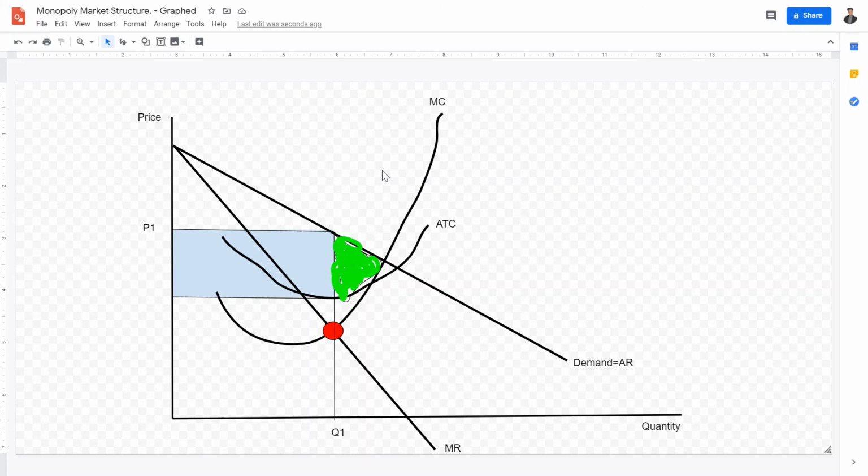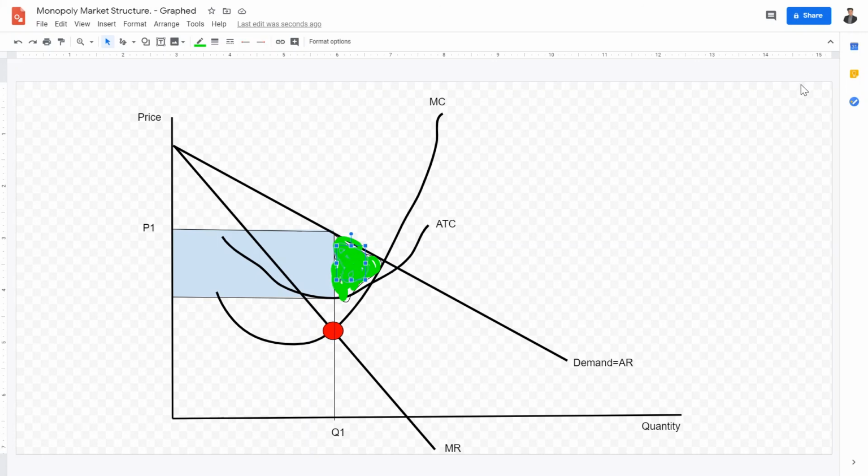And then this green section of the graph that I have just highlighted right here shows the deadweight loss. That is because it is not producing at the socially optimum quantity. It is not producing at the optimum quantity, therefore there will be a deadweight loss. Now, the deadweight loss has occurred because a monopoly is the only and sole producer within the market.